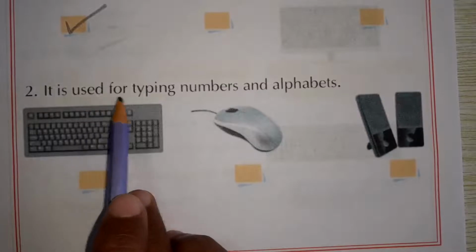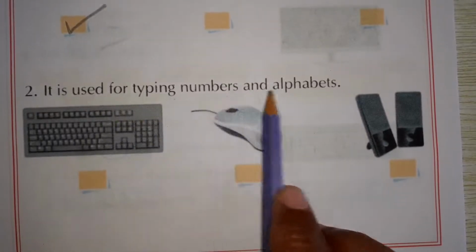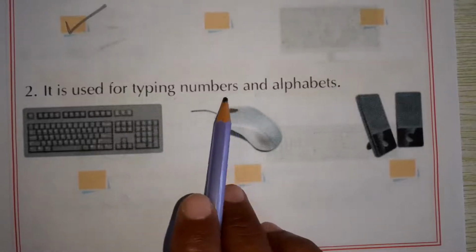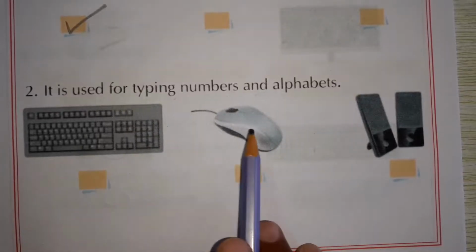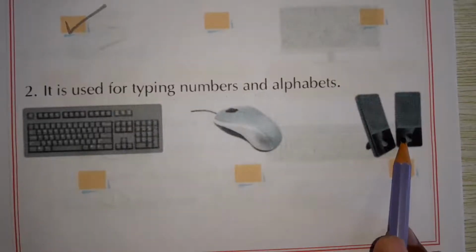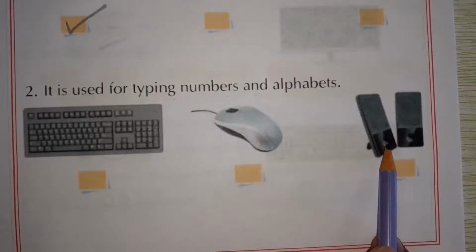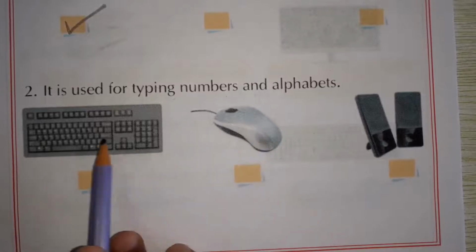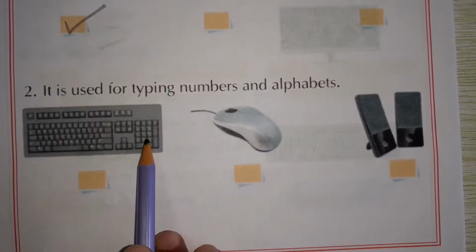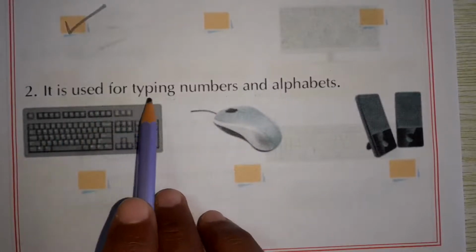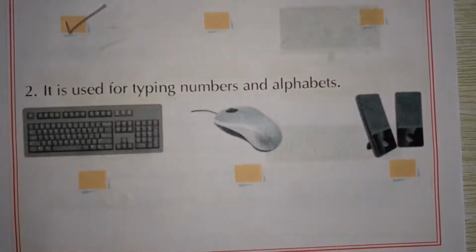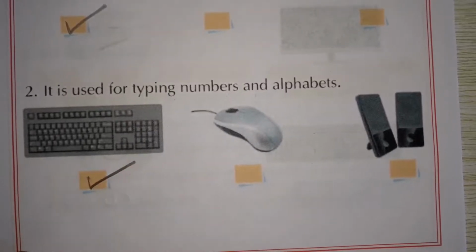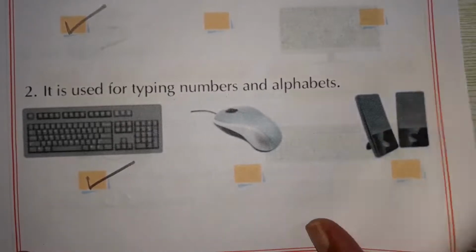Second. It is used for typing the numbers and alphabets. Who is used for typing the numbers and alphabets? Keyboard, mouse or speaker? Speaker is used to listen to music. Mouse is for the pointing device or selection. And what about keyboard? Keyboard is used for typing the numbers and alphabets. So you tick here. This is the correct option. Now turn the page.